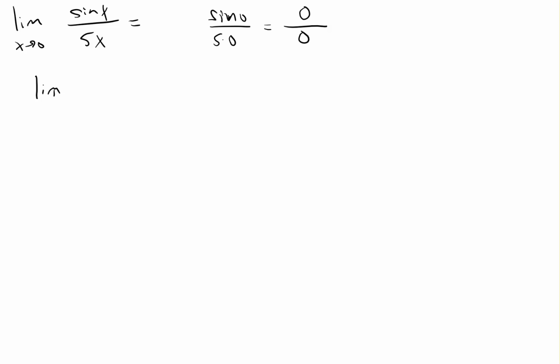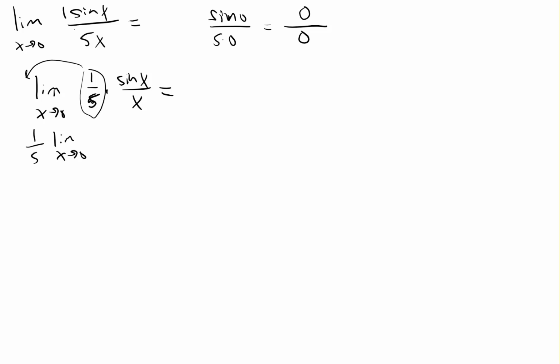But even with our special case, we really need to think of this as 1/5 times the sine of x over x. Because one of the properties of limits says that if you've got a constant out here, feel free to move it out front. Deal with it later. And then this is the special limit. You need to know that all of this is 1.